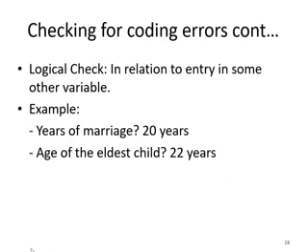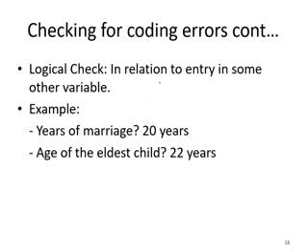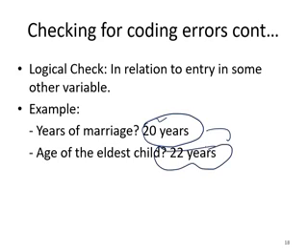Now look at this logical check. Here you see you get a response, but your response is connected to some other response. For example, there are two variables. One is age of marriage, so you are asking the age of marriage of couples. And you are asking the age of their eldest children. Now this seems to be a little bit absurd. The age of marriage is 20 years, but the age of the eldest child is 22 years. This looks absurd. This does not fit in an Indian setting.